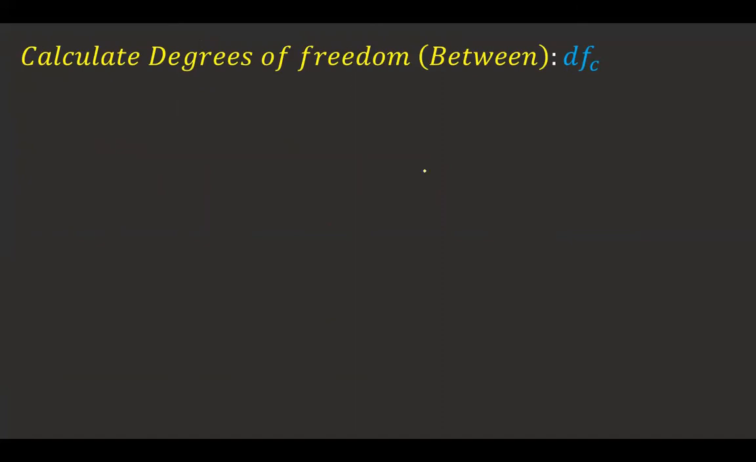Now, degrees of freedom between I'm going to calculate. So what is degrees of freedom between? It's given in the formula as C minus 1. C is nothing but how many columns? There are 3 columns, 3 minus 1, I'm getting 2.